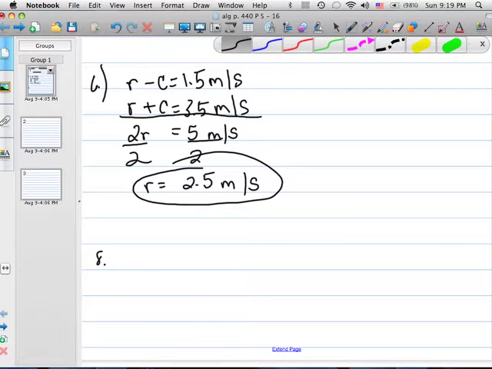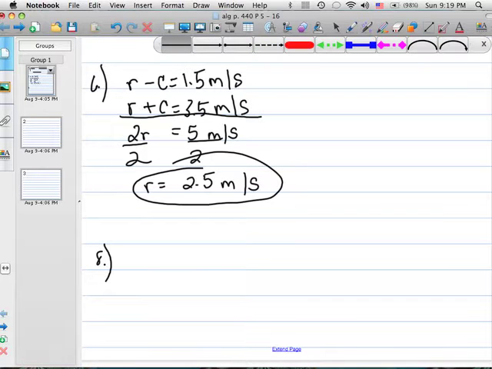Problem number 8. In a canoe race, Norma travels 300 miles upstream and then returns. Norma can paddle at a rate of 5 meters per second in still water, and the rate of the current is 1 meter per second. So we're going to fill out the chart that they have here. So set up your chart.